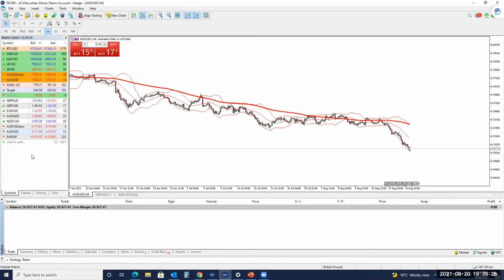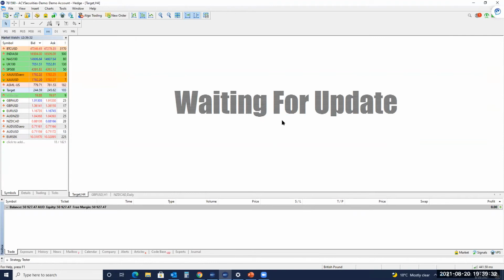I did want to cover also stocks, because stocks are a little bit different in respects to their pricing. So we've got a stock here, which is Target.